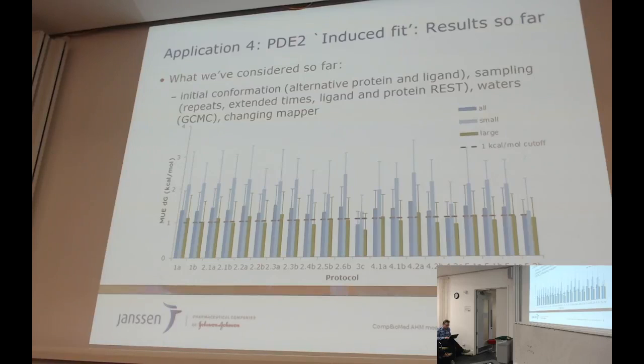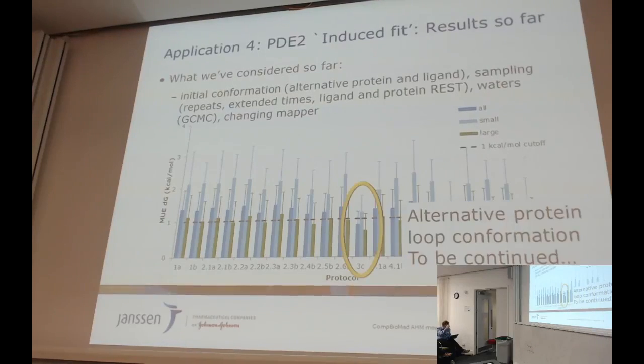The standard protocol in Schrödinger does not include the protein in the REST region, so we've included that to see if that also assists in opening up that leucine, and it doesn't make any difference. We've used some grand canonical Monte Carlo to try and place the waters that need to be in that pocket at the beginning, and they do get placed, but it still doesn't affect the energetics. And we tried changing the mapper, changing the perturbations. We're actually running double the number of perturbations, for instance, and seeing if that makes a difference, but nothing.